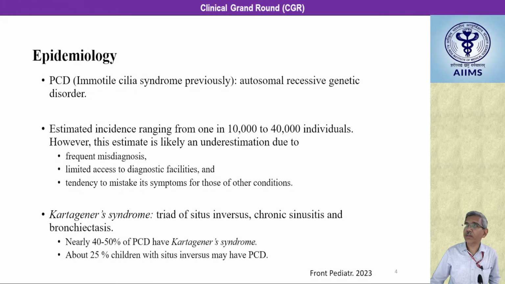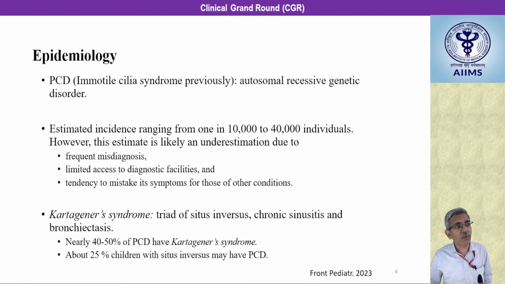So overall, it's an uncommon condition. The estimated incidence ranges from 1 in 10,000 to 1 in 40,000 individuals. Again, because this is a condition not routinely diagnosed, and diagnostic facilities have not been there in the country, we wouldn't have specific estimates for the country. However, even in the West, or where there are resources, it's often an underestimate due to frequent misdiagnosis. Even there, access to diagnostic facilities would be limited.